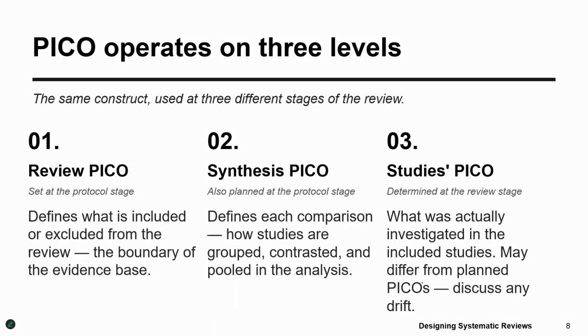PICO looks deceptively simple. It isn't. It operates on 3 levels, and this is where most reviewers get tripped up. First, the review PICO, the broad scope of what's in or out. Set in your protocol. Second, the synthesis PICO, the PICO of each specific comparison you plan. Also set in the protocol before screening. Third, the studies PICO, what the included studies actually investigated. Real studies rarely match your plans perfectly. The gap between synthesis PICO and studies PICO is called indirectness. Document and discuss it. Most review failures come from mixing these 3 levels.